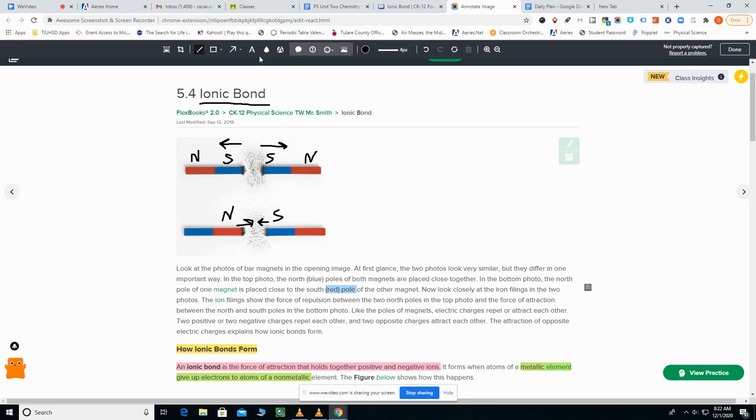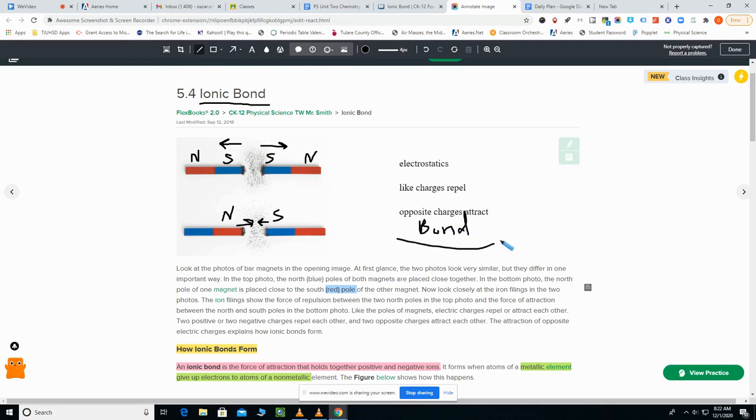So when we think about basic electrostatics, as we've talked before, like charges repel, opposite charges attract. So when we're talking about ions, we're talking about positive and negative particles. And it's this force of attraction that creates this bond we call an ionic bond.